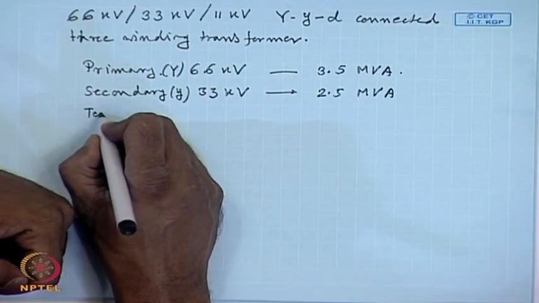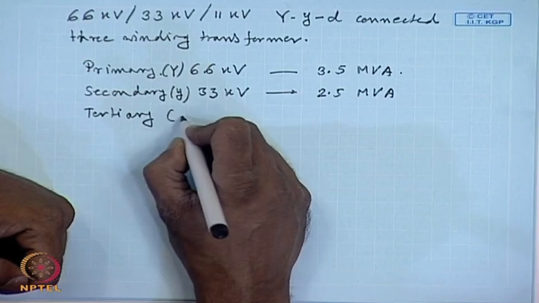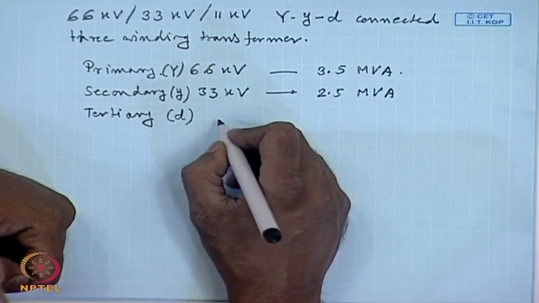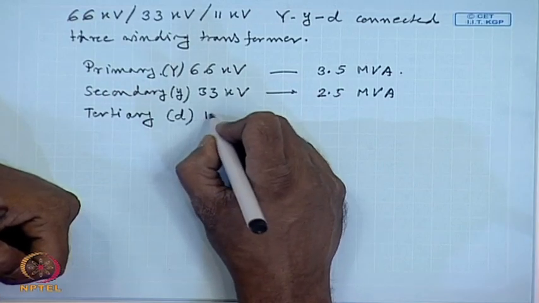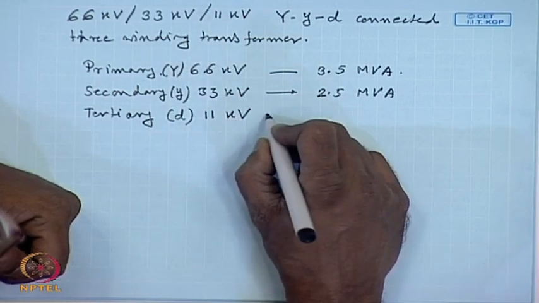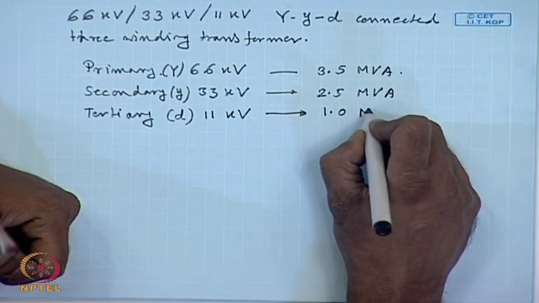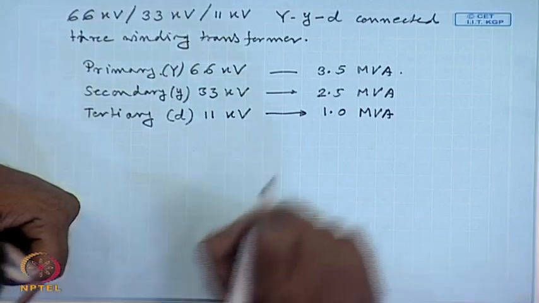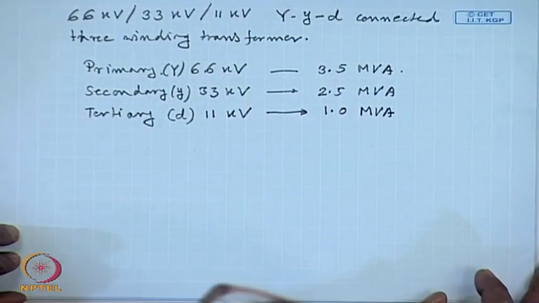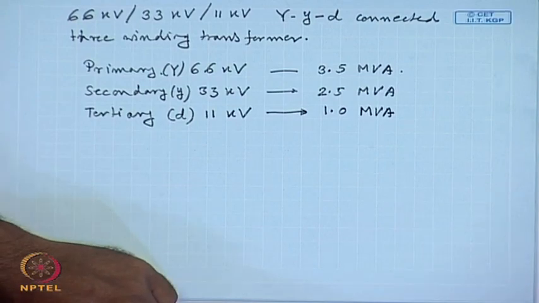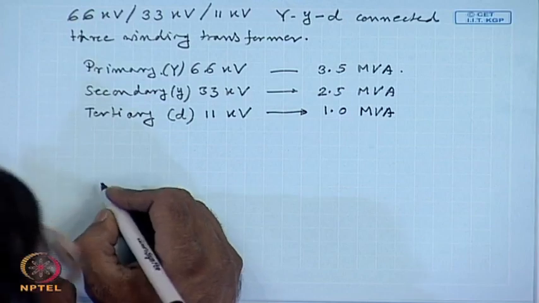The tertiary, this is delta connected, this is 11 kV and its MVA rating is 1.0 MVA. In order to find out the series branch parameter of this 3 winding transformer, the following tests are conducted.